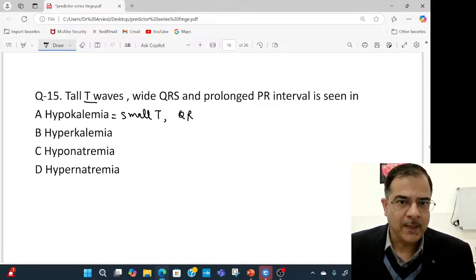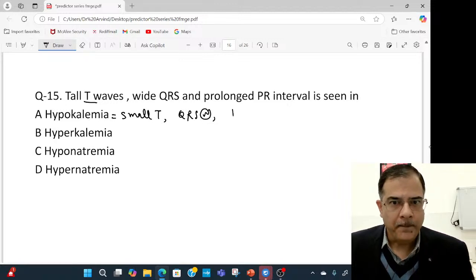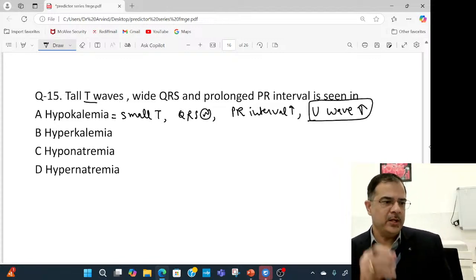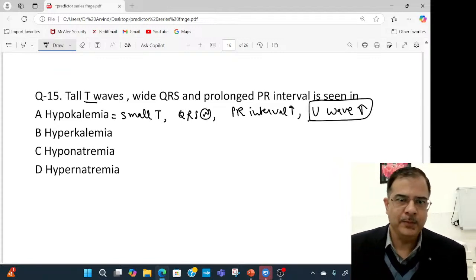QRS normal, though PR interval will be prolonged. But the most important thing is U wave prominent. This is the most important point here, that will be U wave prominent in hypokalemia.